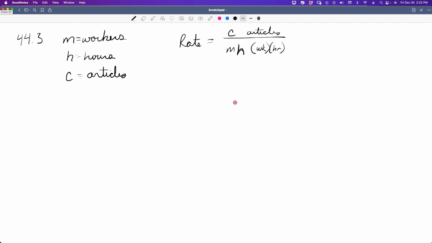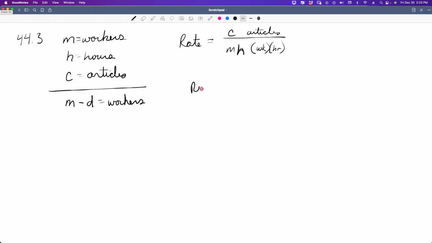So let's move on to the next sentence. That was just the first sentence. If D workers quit, oh no. So now our workers have changed. In the new scenario we have M minus D workers. How many hours would the remaining workers have to work to produce the same number of articles?